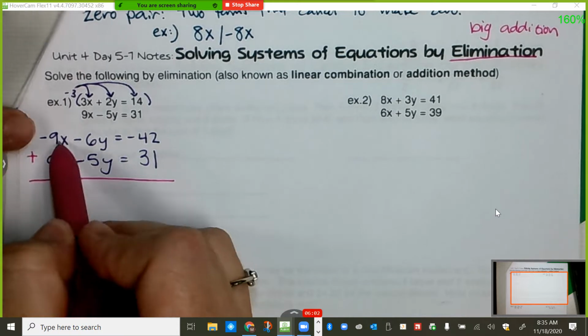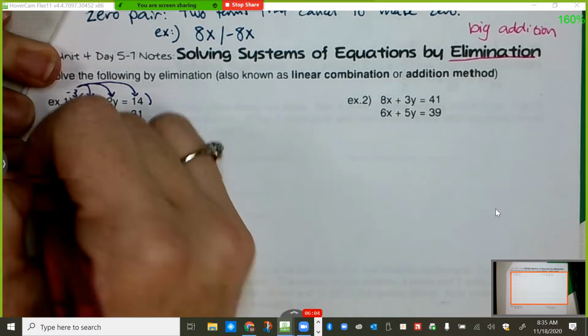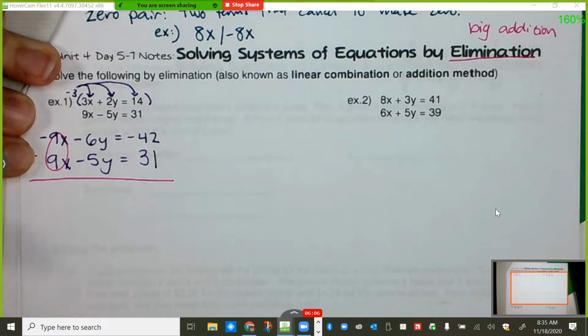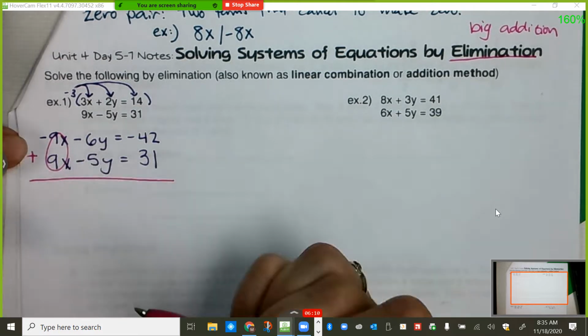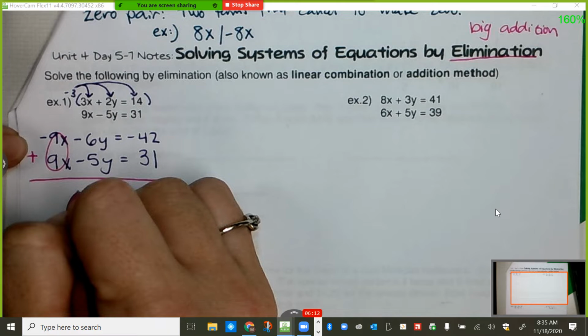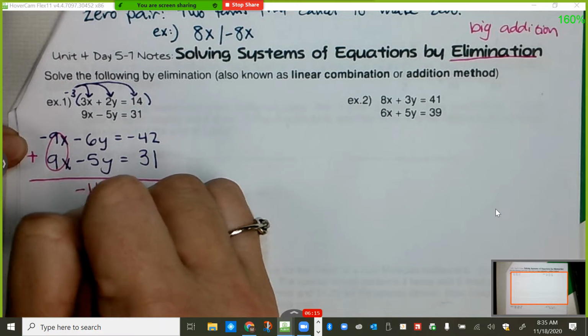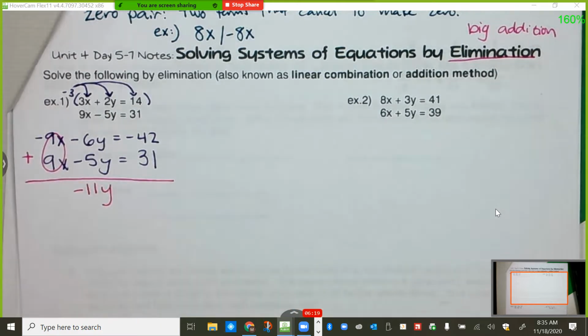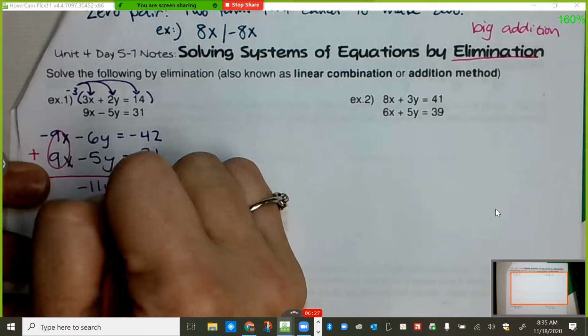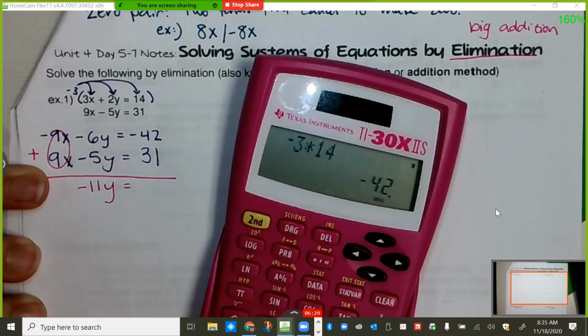So what's negative 9x plus 9x? 0. That's what we wanted it to be, right? What's negative 6y plus negative 5y? Negative 11y. Remember, if I take 6y and then I take 5 more y's, then I took 11 from you, okay? Equals, and then negative 42 plus 31 is negative 11.